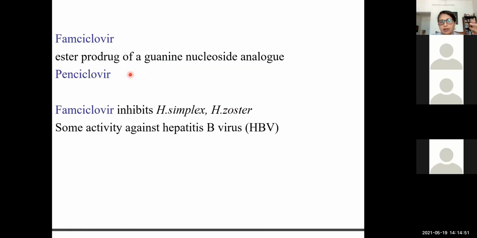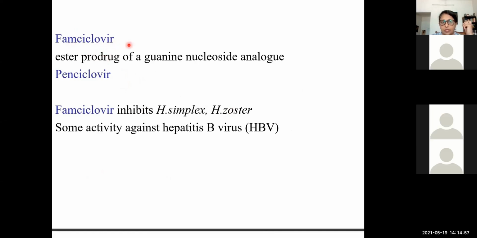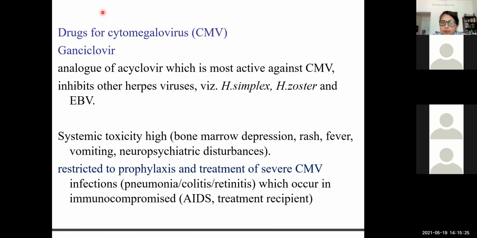Now, many drugs are there. Then famciclovir, another drug. It is the ester prodrug of penciclovir. So famciclovir is the ester prodrug of penciclovir, and it is also effective in case of herpes zoster. And sometimes it has some activity against hepatitis B virus also. So acyclovir, valacyclovir, famciclovir, which is an ester prodrug of penciclovir. So that was about acyclovir and its analogs and prodrugs.